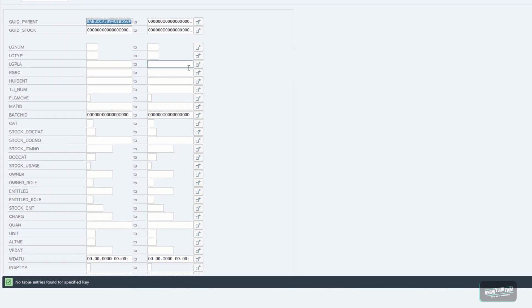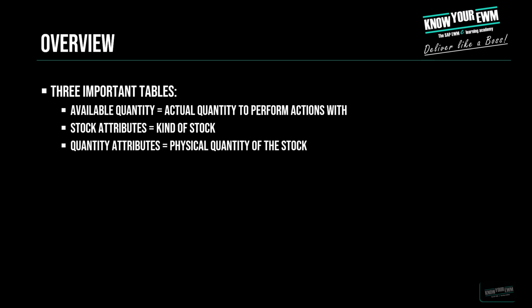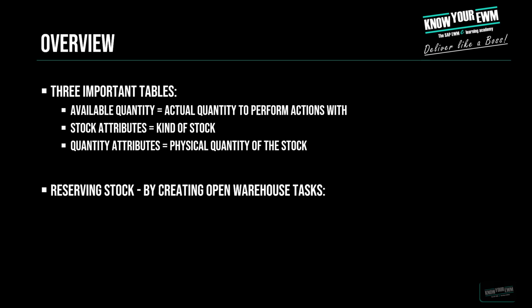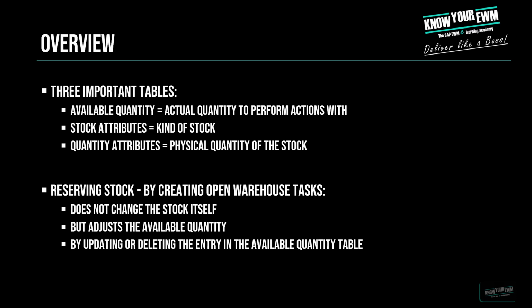But before we finish it, let us do a short recap. We got 3 important tables in play for the stock in EWM. The available quantity, which tells us the actual quantity we can perform actions with. The stock attributes, which tell us what kind of stock it is. And the quant attributes, that hold the physical quantity of the stock. And reserving stock by creating an open warehouse task does not change the stock itself, but it adjusts the available quantity by updating or deleting the entry in the available quantity table.